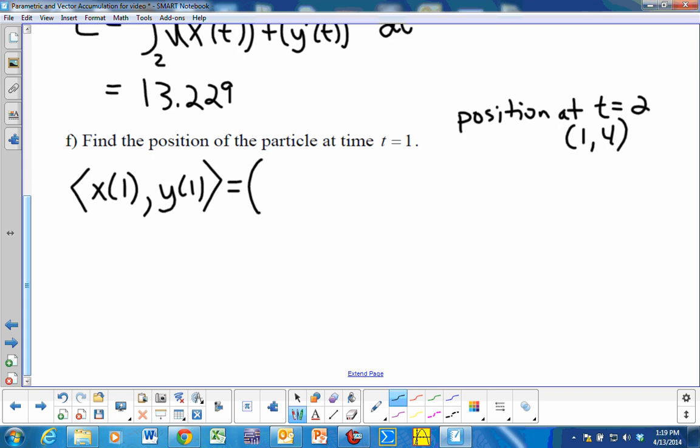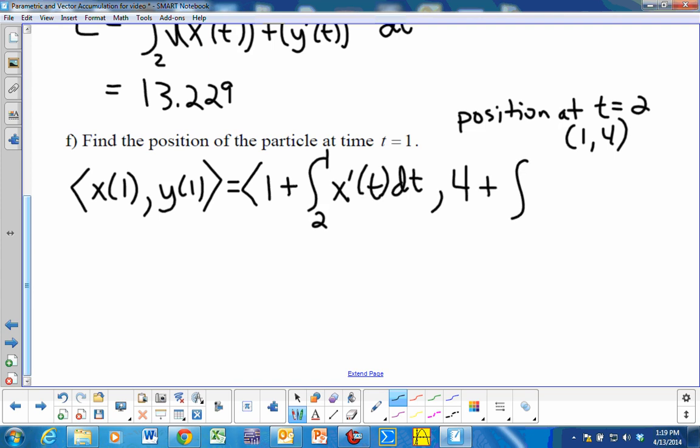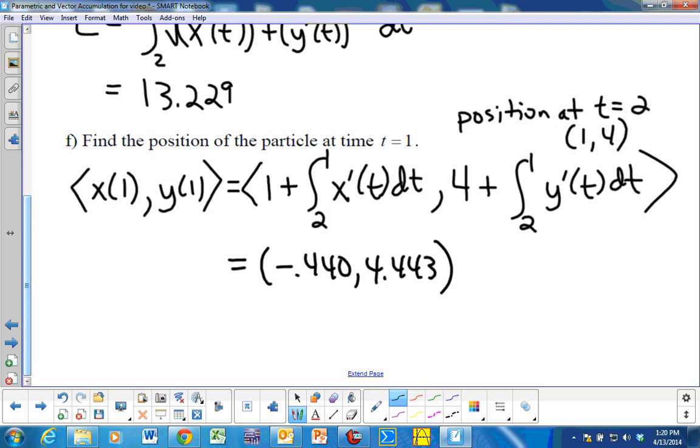So that's going to equal 1 plus, so that is your current position at time 2, because that's the known place, that's 1, plus the integral from the current position to the new position, which would be 2 to 1 of x prime of t dt, comma, current position at time 2, which is 4, plus the integral from current position to new position, y prime t dt. And so again, calculator problem, type all that in the calculator, and you should get negative 0.440, comma 4.443. And it doesn't matter if you use chevrons or parentheses. We know it's a vector because it's talking about vectors and so on. So you can use either one.